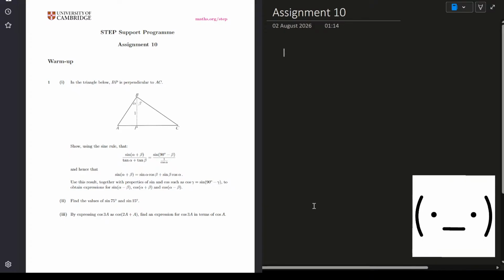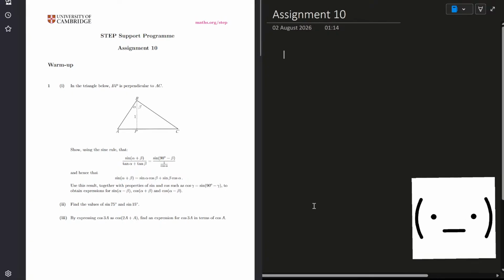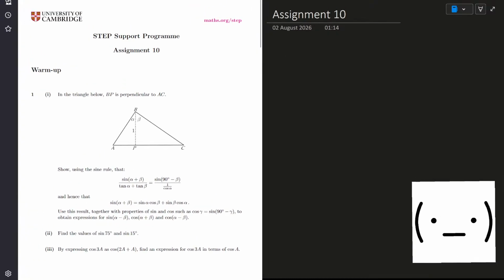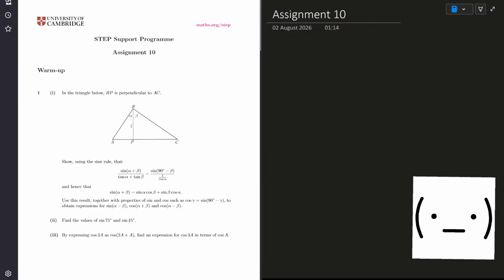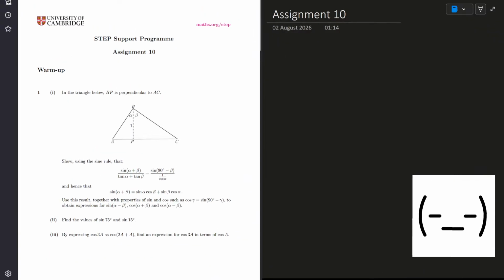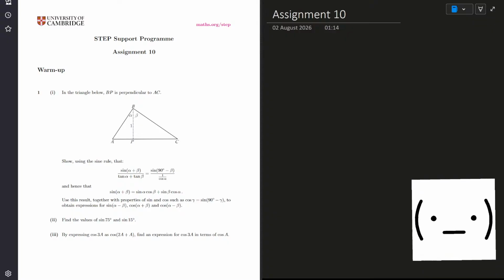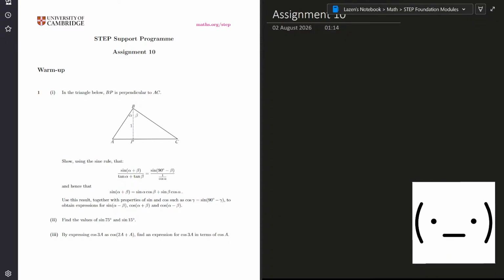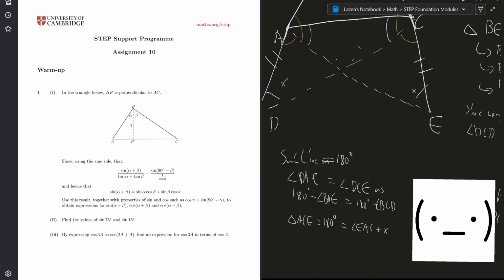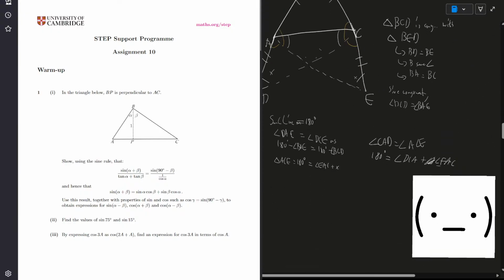Today we are going to be doing step assignment number 10. I've decided that we are going to do many assignments today. Hopefully we will be getting through at least 10 and 11. Funny thing is I haven't actually finished 8 and 9. I don't think I streamed those.